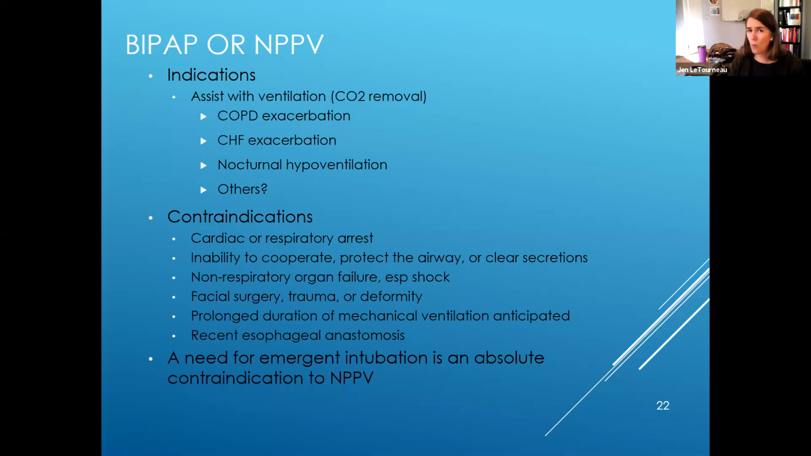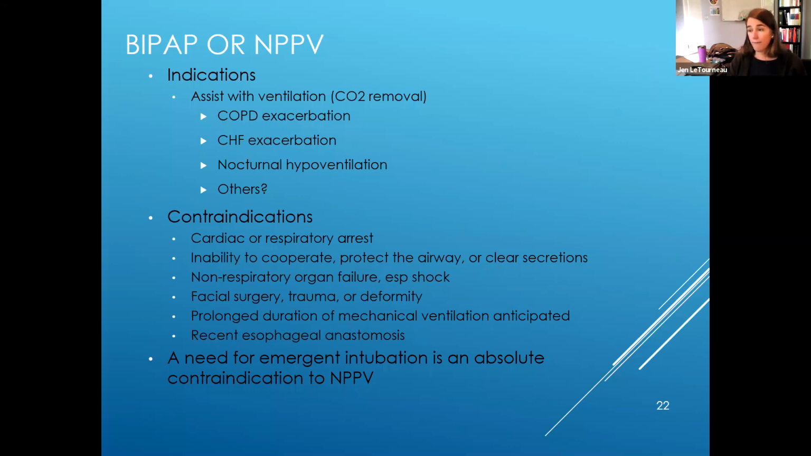People who don't really know why they're obtunded and you put a non-invasive ventilator on them, you really have to be thinking twice about that, particularly because it is easy to get a lot of air in your stomach and then vomit when you're getting intubated because the non-invasive ventilator was unsuccessful.